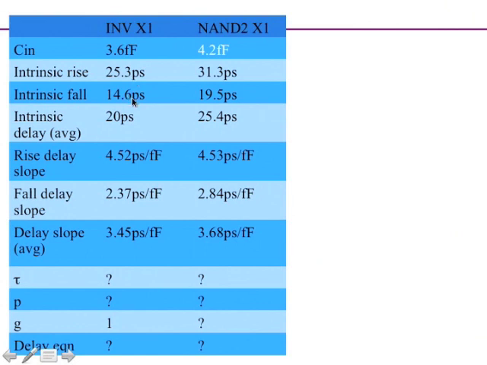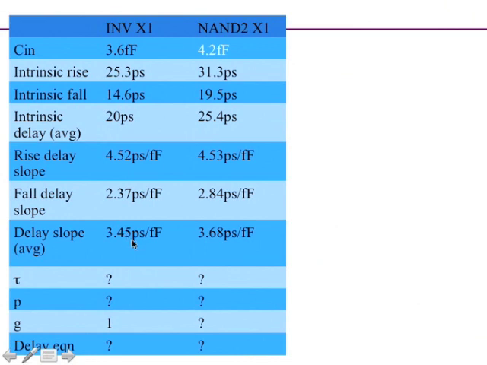The rise and fall delay. What are this intrinsic rise and intrinsic fall? This is the parasitic delay. That means when there is no load, what is the delay for the output to rise? That means input is falling, output is rising, 50% to 50% point. That is the delay we are talking of. And that delay on an average is 20 picoseconds for the inverter, 25.4 picoseconds for the AND 2.